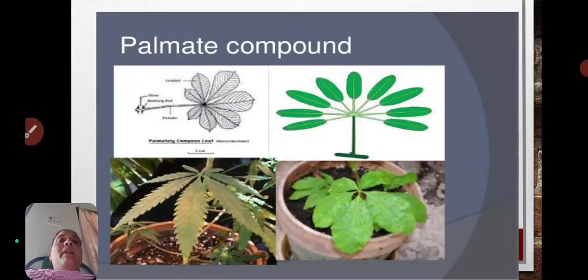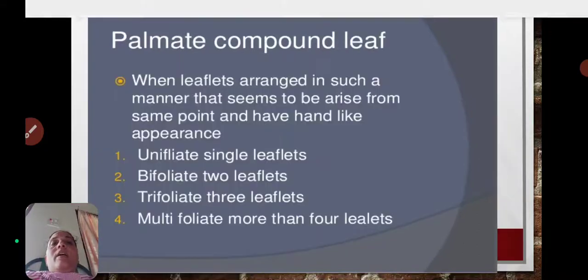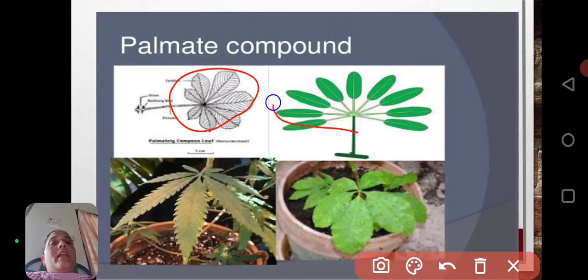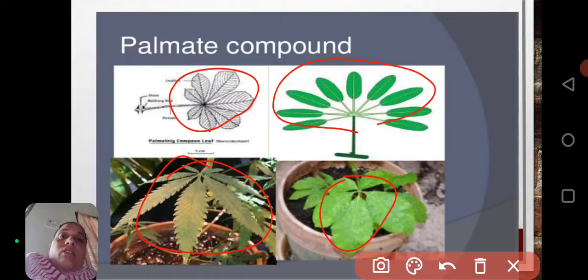So here palmate leaves are there. Those leaves are hand-like. So this is a hand-like arrangement. A hand-like arrangement is there in the plant. So this is called palmate compound leaves.